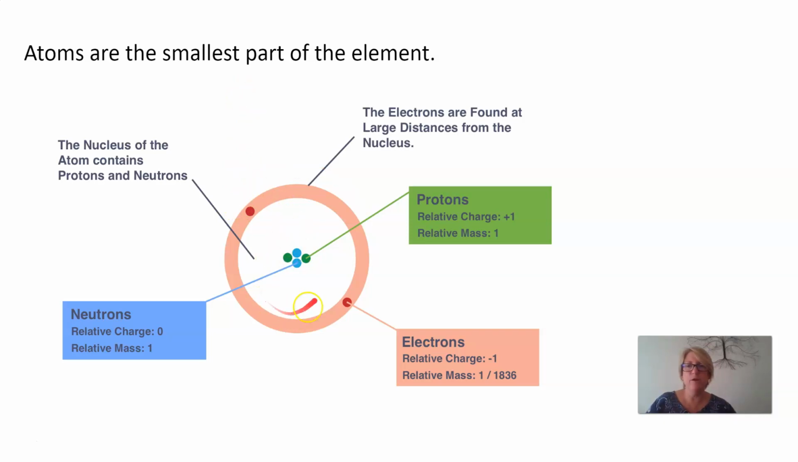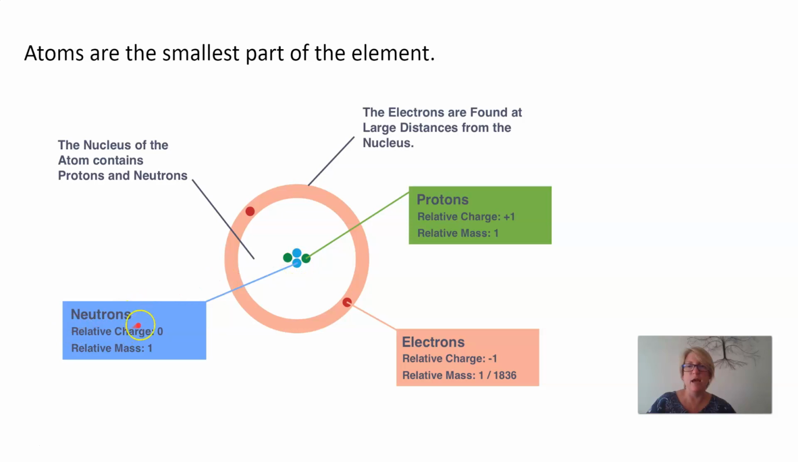So often in the center here of an atom, we have the nucleus, and that is going to contain protons, which are represented here in green, and neutrons that are represented in blue. So neutrons carry a relative charge of +1. So protons carry a charge of +1, and you can remember that by P, protons are positive.